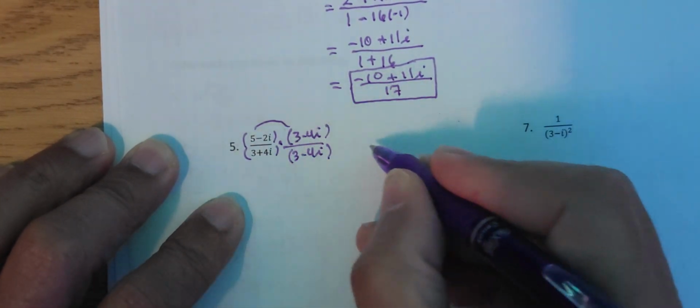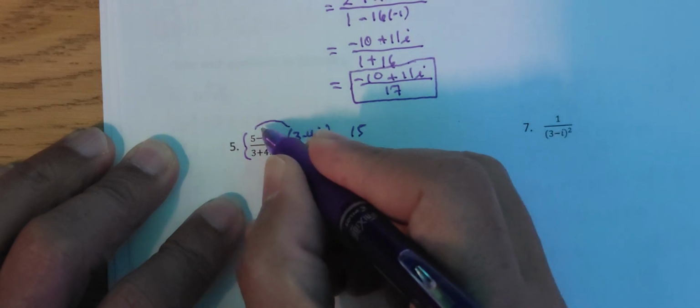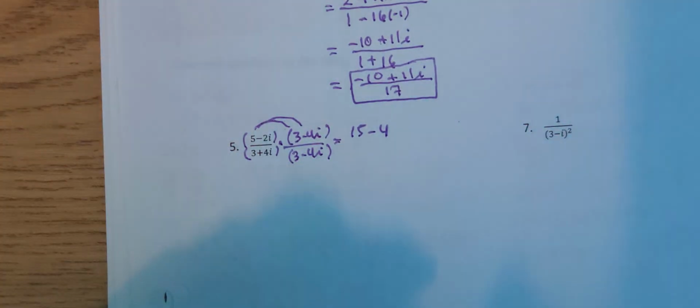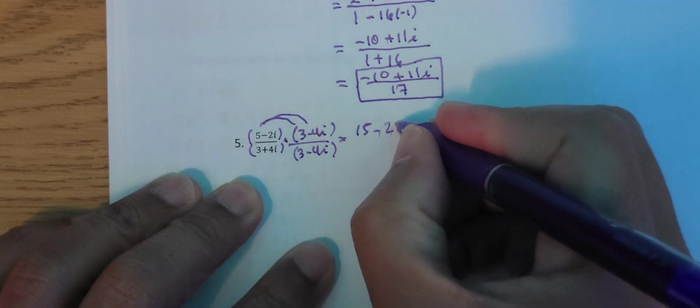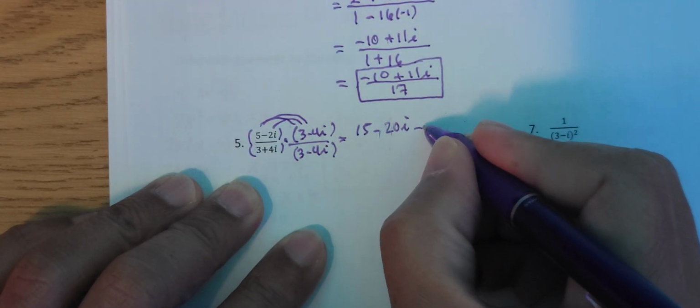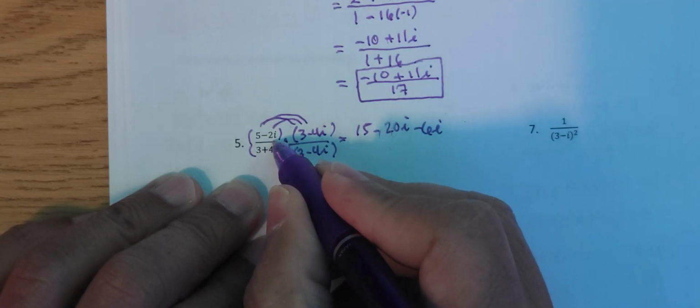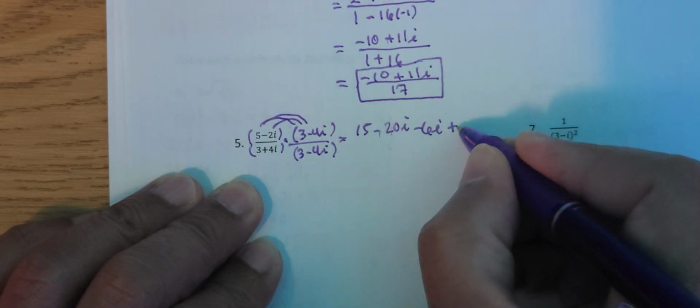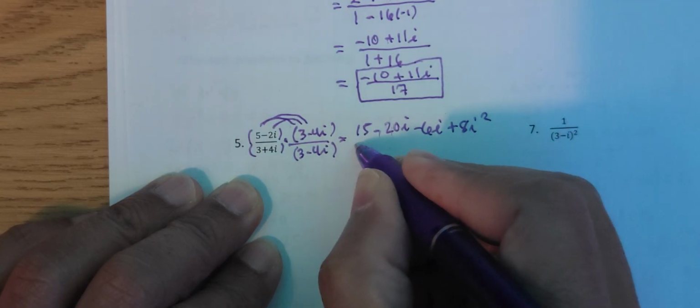So then 5 times 3, that's 15. 5 times negative 4i, that's negative 20i, right? Because 5 times 4 is 20, so minus 20i. And then negative 2i times 3, that's negative 6i. Negative 2i times negative 4, that's positive 8i squared, so plus 8i squared.